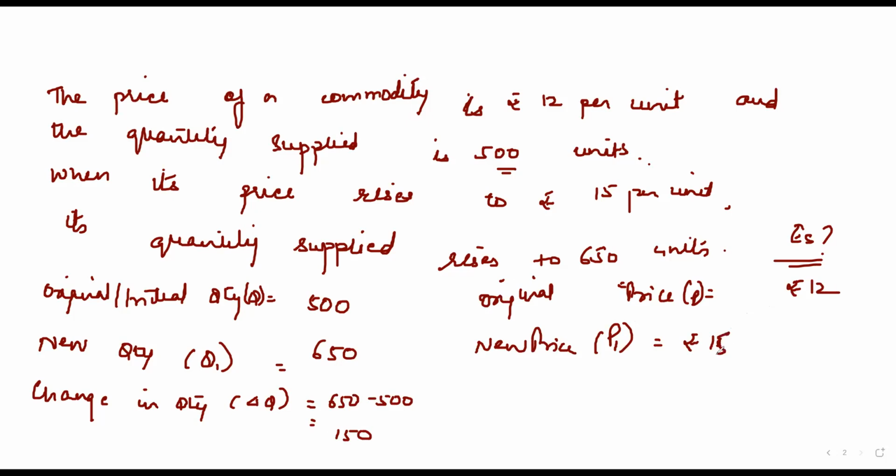This is equal to rupees 15. So what is the change in price? New minus initial, right? So it becomes 15 minus 12, and that is equal to 3. Got it? So why have we found this much? So this is delta P.